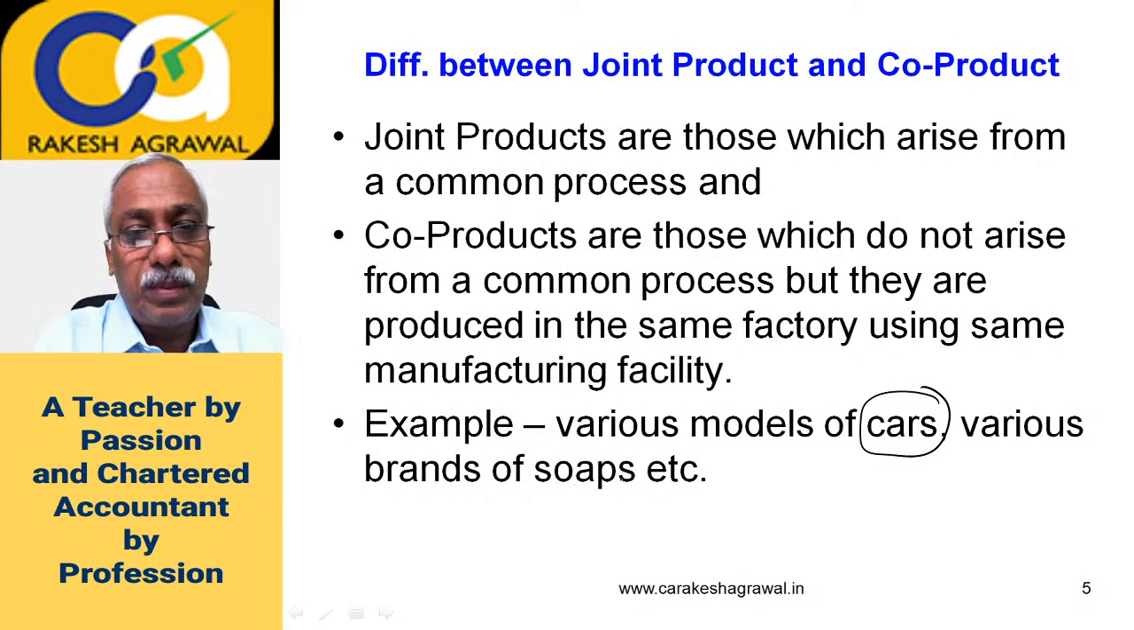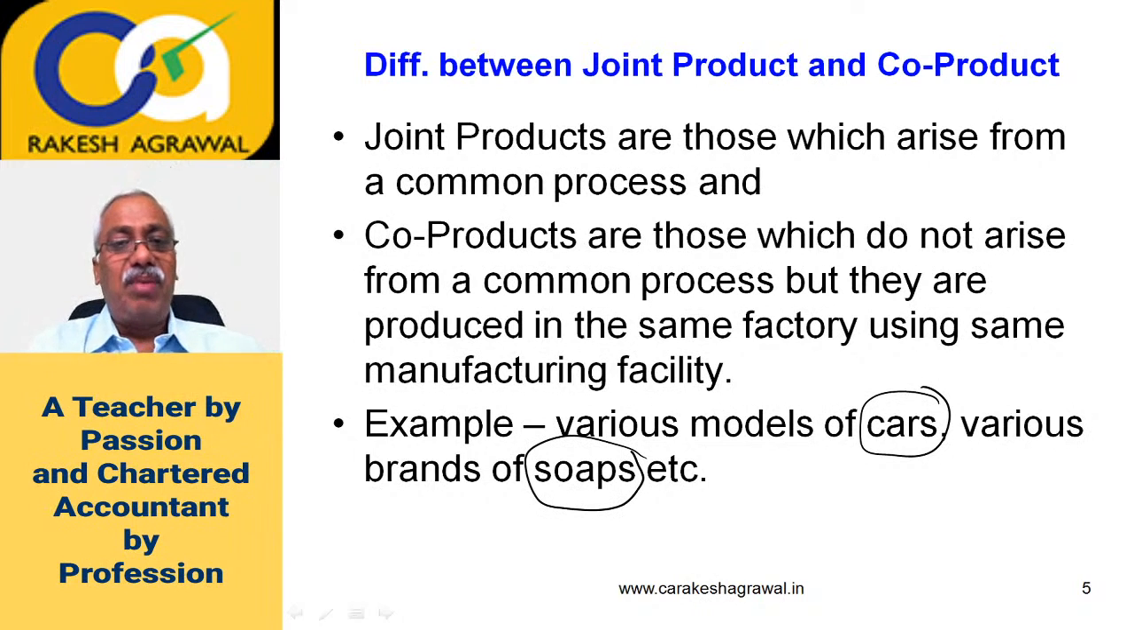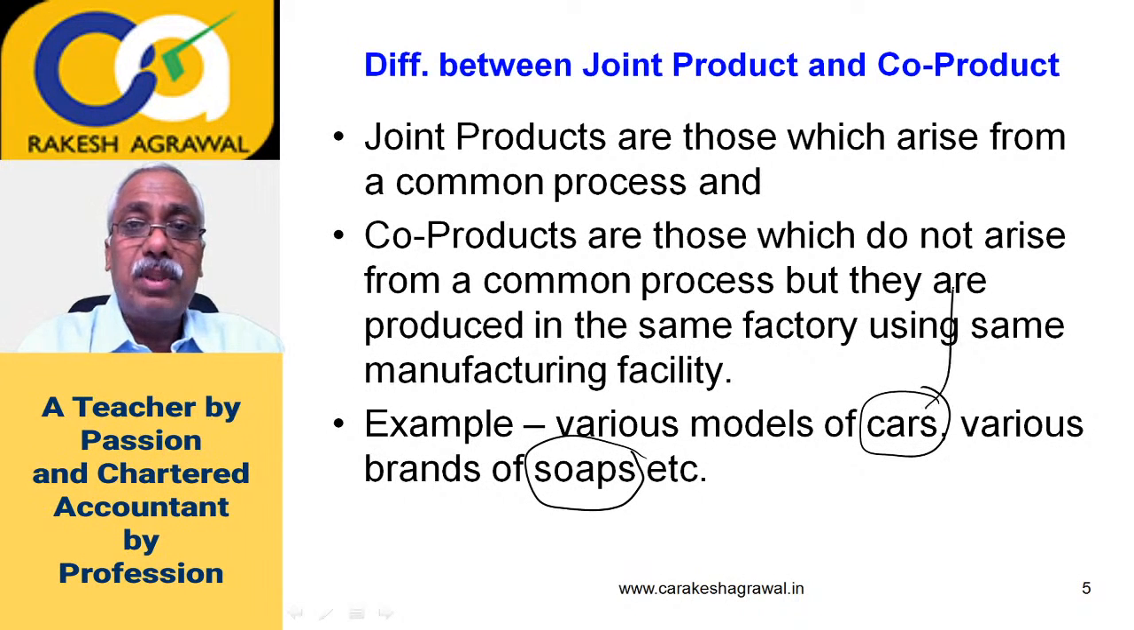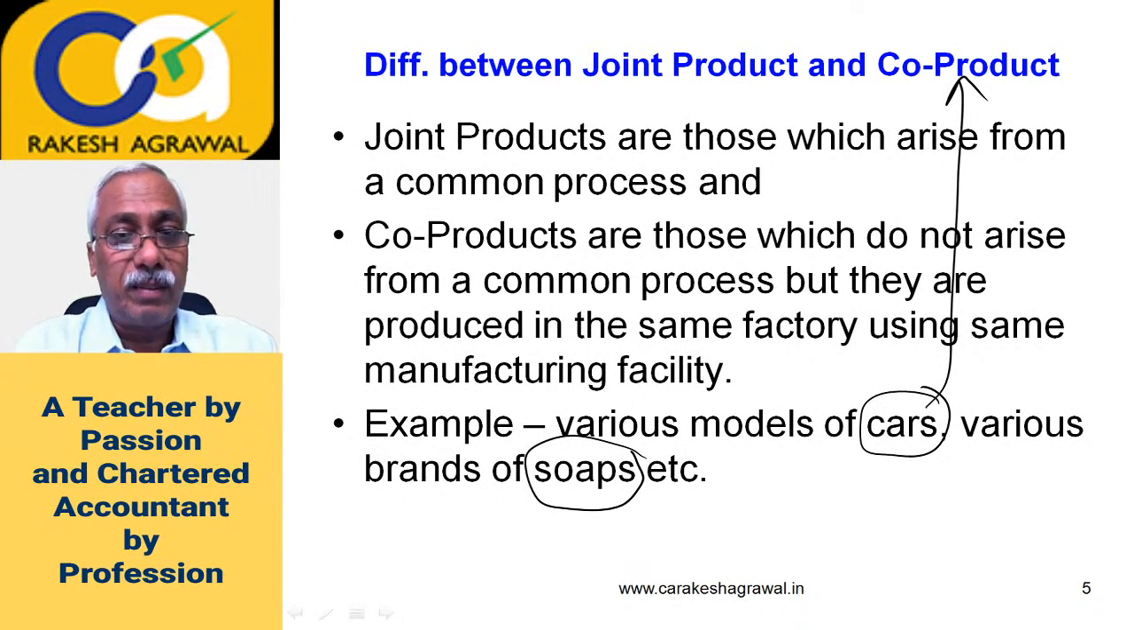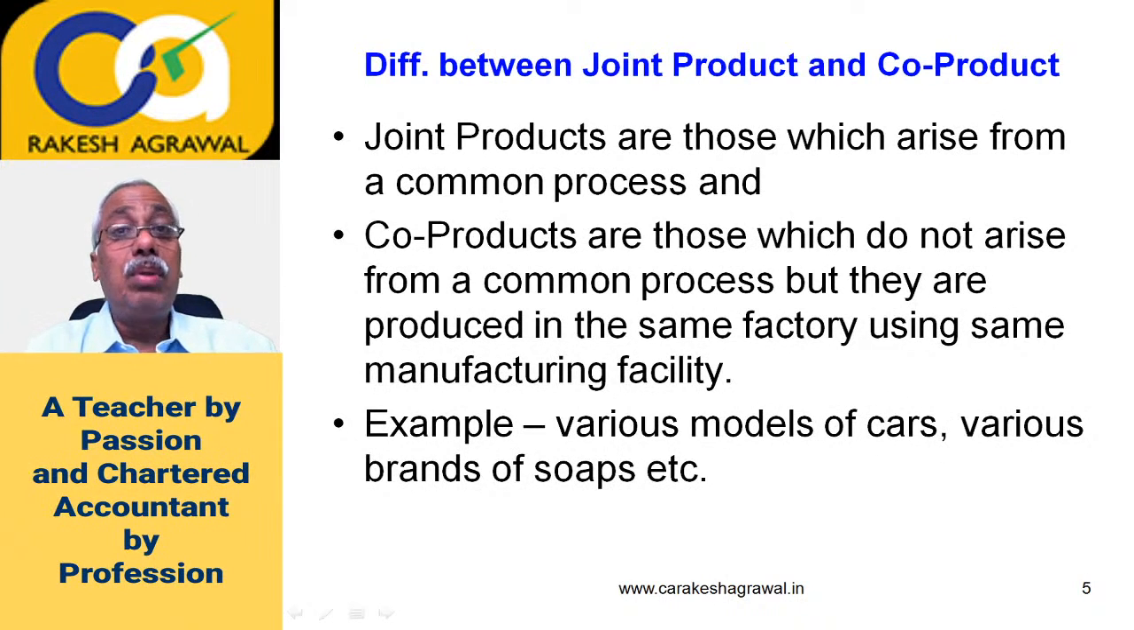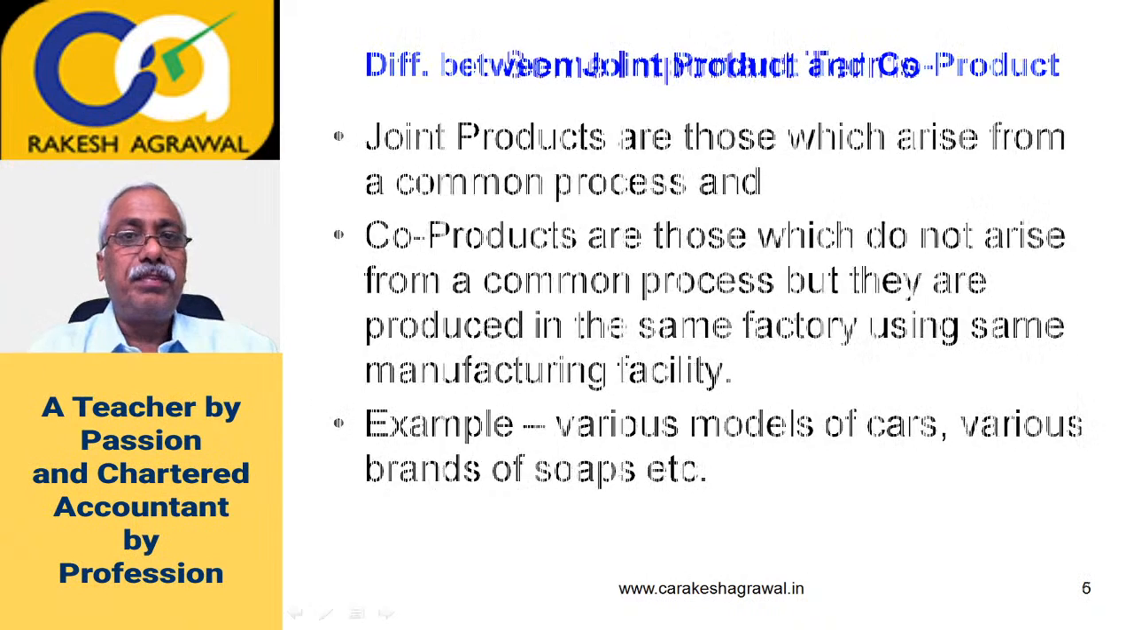Then various brands of soaps. If you have a soap manufacturing factory, you can just change the input and a different type of soap will get manufactured using the same processing unit. But the variety of soaps doesn't get manufactured in one process, where raw material goes in common and you get variety A, variety B, variety C all. No. The facility is the same, the machinery is the same, but the input will be different and you manufacture a different variety of soaps. So different varieties of soaps or different models of cars, these are examples of what? Co-products. They are not joint products, please remember. In this chapter, we are talking about joint products as well as byproducts.